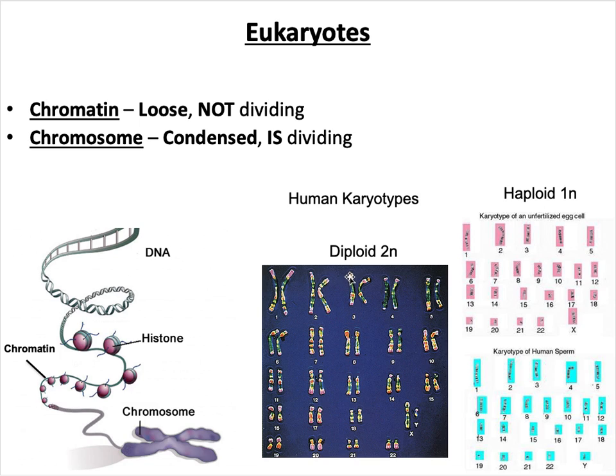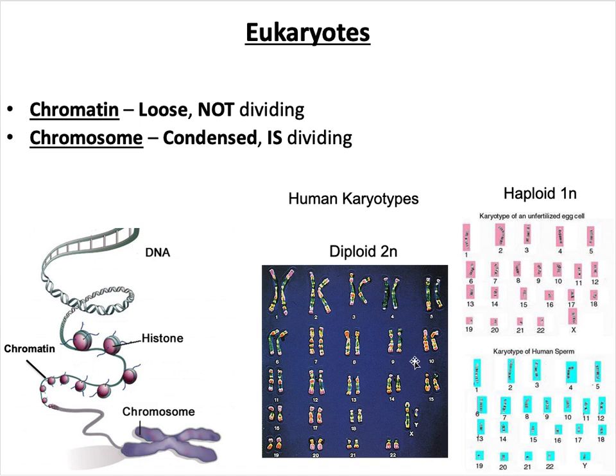This chromosome may have come from mom. This chromosome came from dad. This chromosome came from mom. This chromosome came from dad, etc., etc. And then here you have your sex chromosomes. So this X chromosome came from mom, and this Y chromosome came from dad. So this human karyotype, or this cell, is from a male because of that Y chromosome.